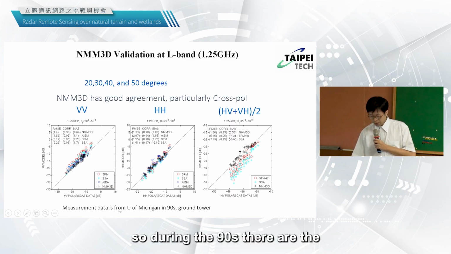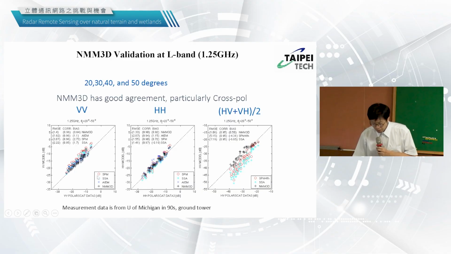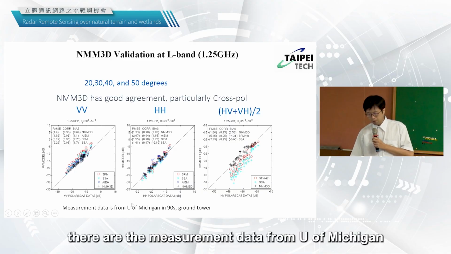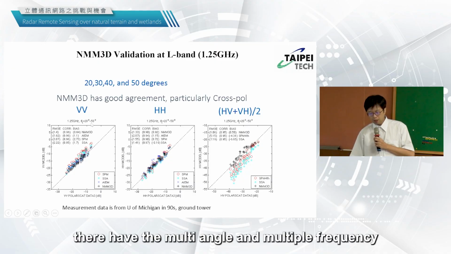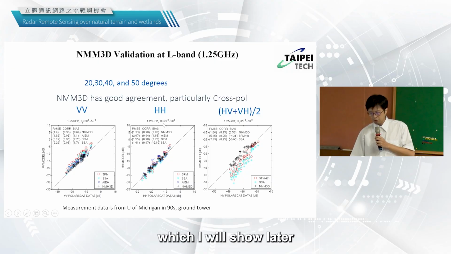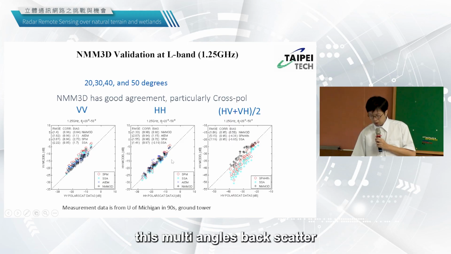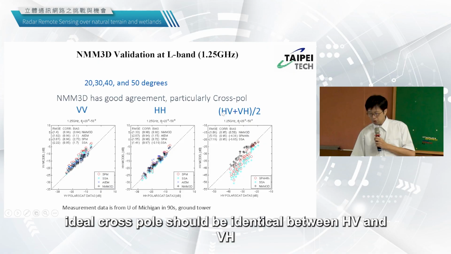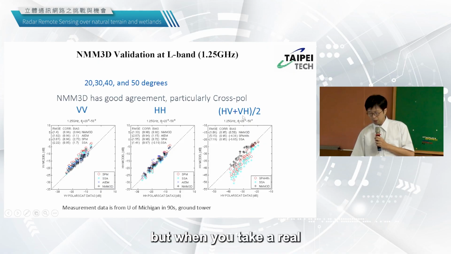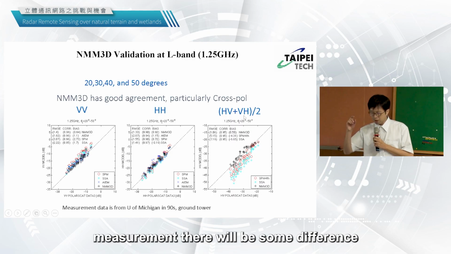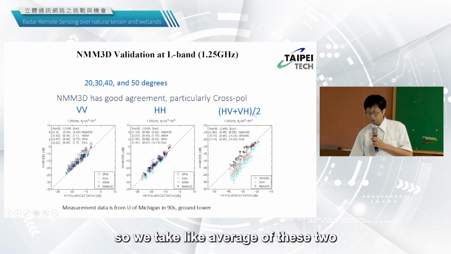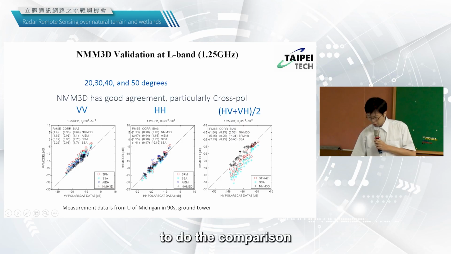During the 90s, there were measurement data from the University of Michigan. They have multi-angle and multiple-frequency data, which I will show later, over 20 to 50 degrees. So we validate our model with this multi-angle backscatter: VV, HH, and the cross pole. Ideal cross pole should be identical between HV and VH, but when you take a real measurement, there will be some difference. So we take an average of these two to do the comparison.